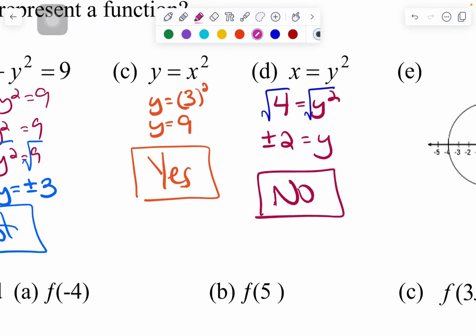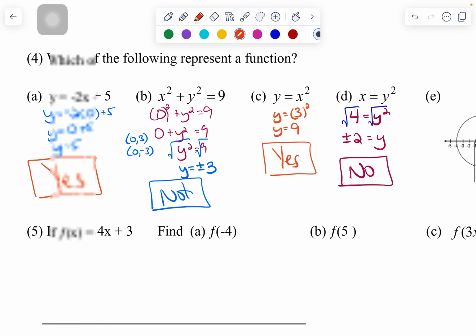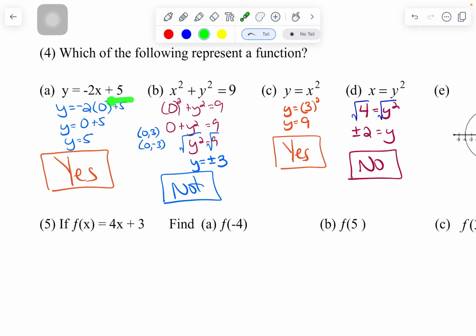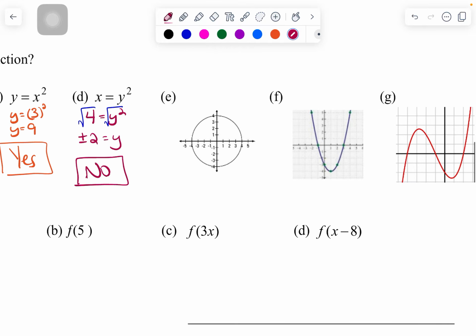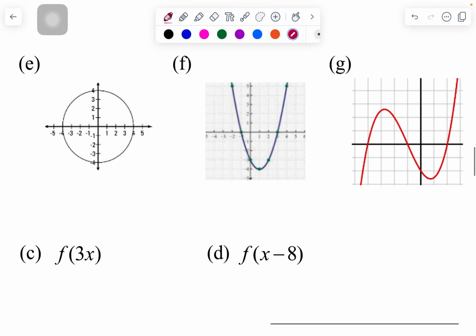What I want you to think about is in terms of your equations, if you can look at these things, right? We had y equals negative 2x plus 5, x squared plus y squared equals 9, y equals x squared, and x equals y squared. The two that were not functions both included a y squared term in them, and that's what's causing them to not be functions. Because when we solve for y squared, at some point we're going to take a square root. That's going to cause us to put a plus minus in the problem, and that's going to create 2 different values.